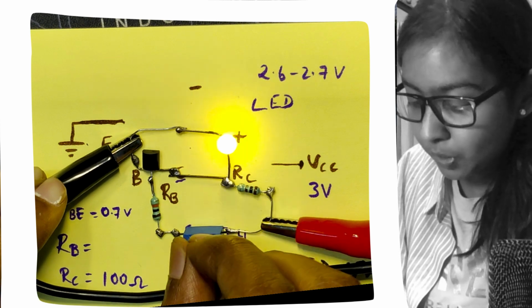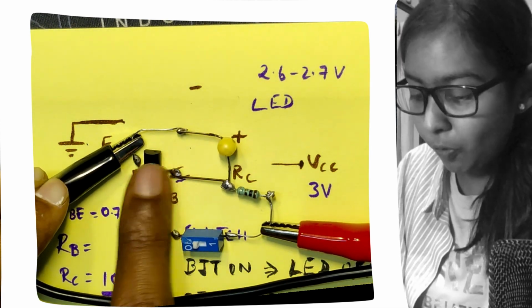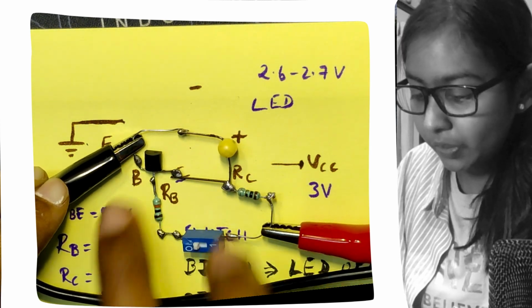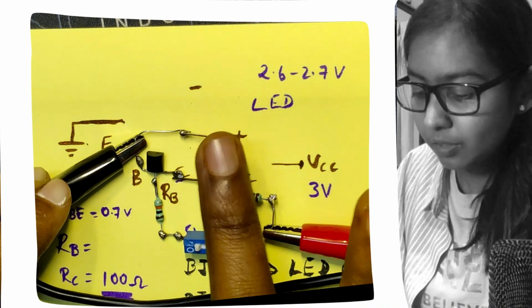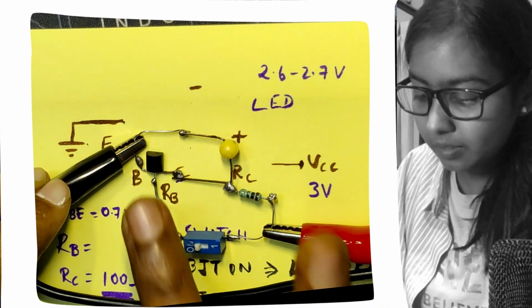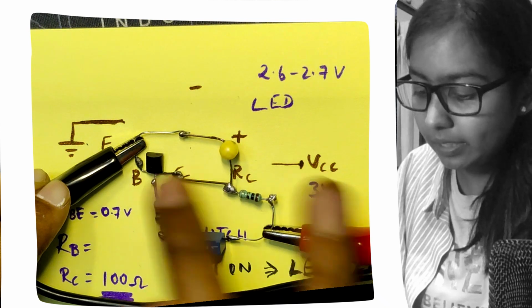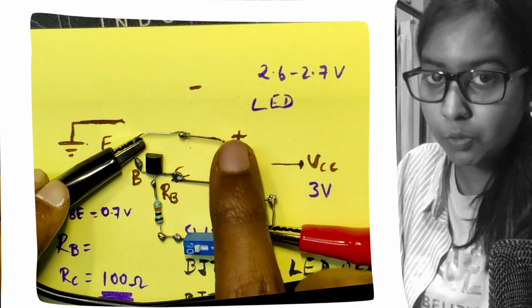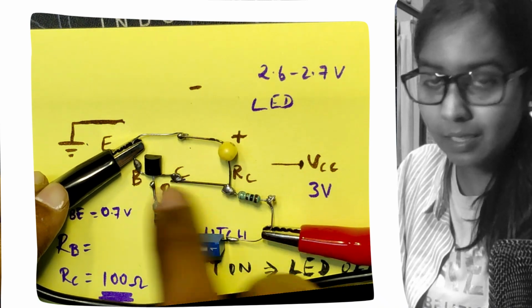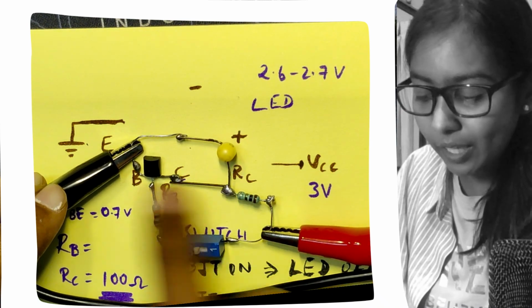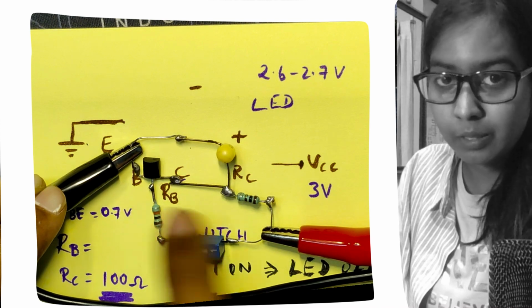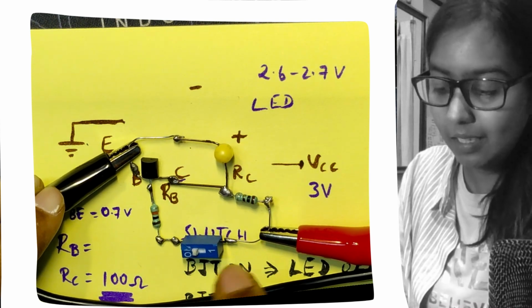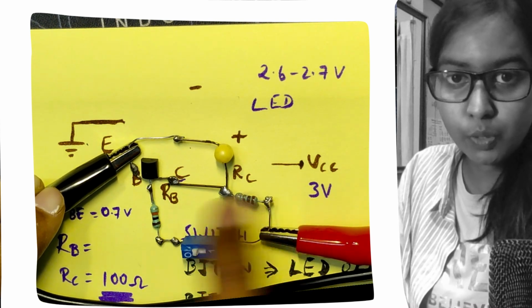Okay, now let us switch it on. So now it is forward biased and all current is flowing from here to here. So no current flows through the LED. Why? Because this is the least resistance path. Whenever there is a short in parallel, all the current will flow through the short path.